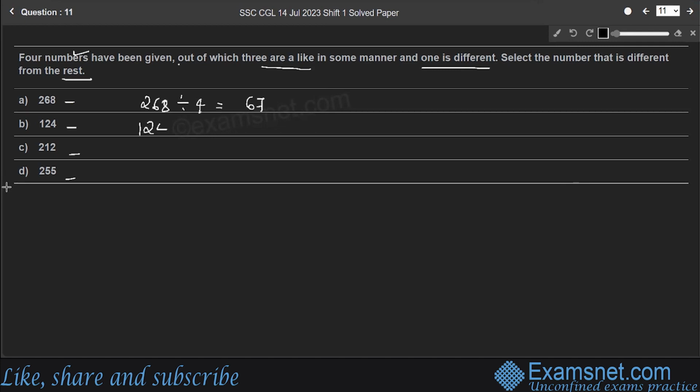And 124 is also divisible by 4, which is equal to 31. Whereas 212 is also divisible by 4, which is equal to 53. But 255 is not divisible by 4, right? 255 is not divisible by 4 because it is an odd number. Therefore, 255 is the odd one. Option D is the answer, whereas the remaining 3 numbers are divisible by 4 except 255. Hence, option D is the answer.